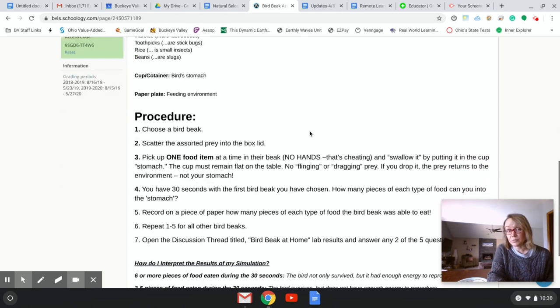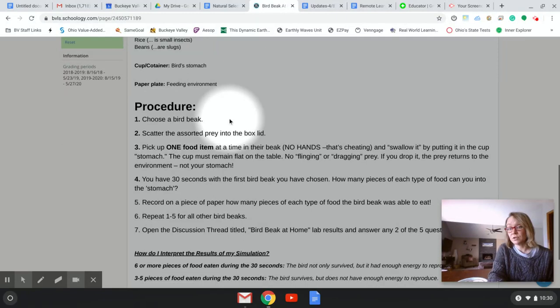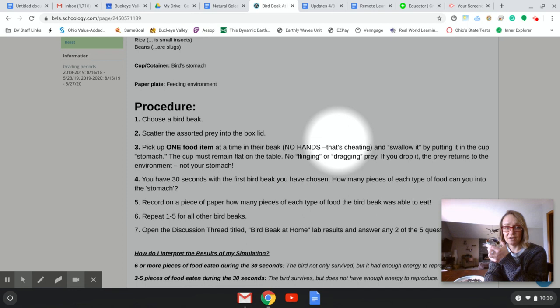Here's essentially the procedure of the lab. Number one, you are going to choose a bird beak to start with, and it doesn't matter which one you start with. Number two, have all your food scattered in the, it says box lid. That's what we had used at school. I have a paper plate here at home. Number three, you're going to pick up one food item at a time with the bird beak, not your hands. It has to be with the bird beak. And you swallow it by putting it into the cup. This is your bird's stomach.